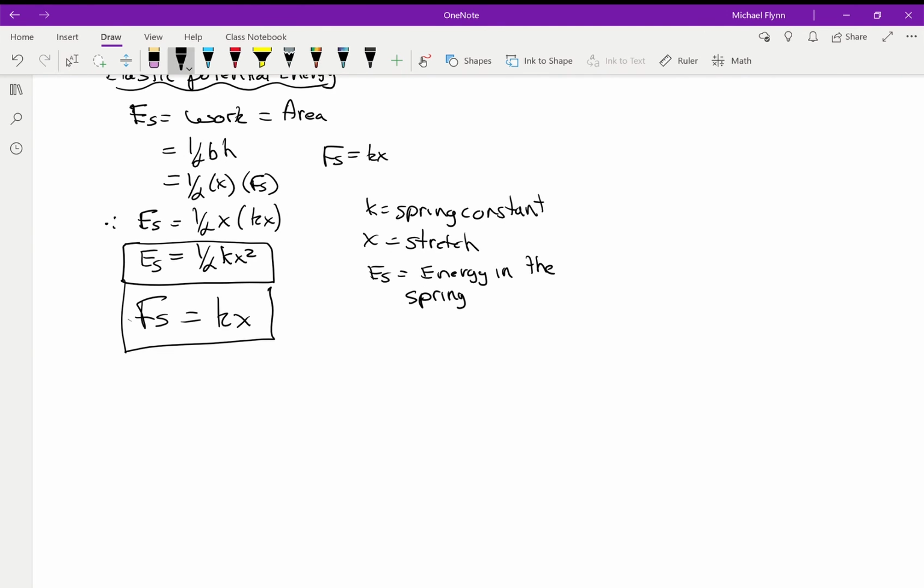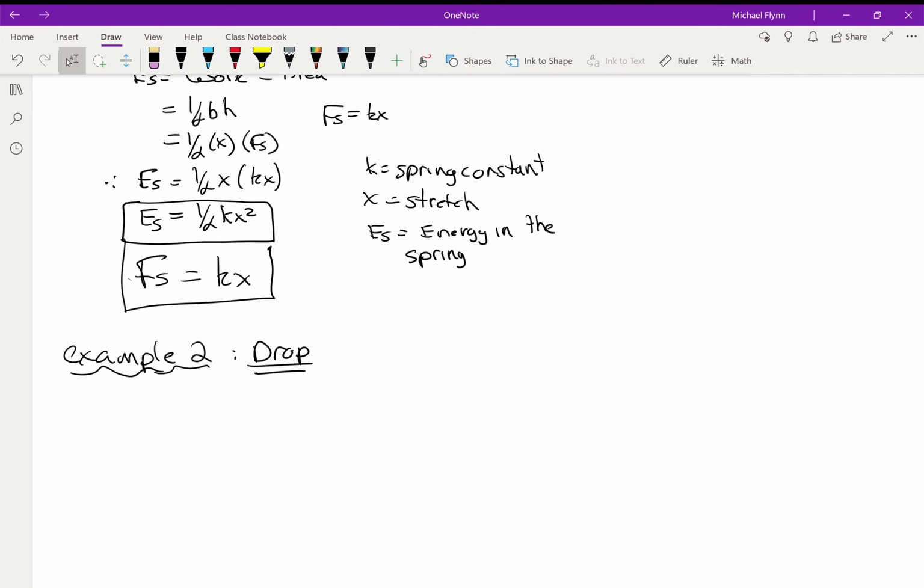Now, for example number 2, I want to do the second part of the lab, okay? We drop something on a spring. You can do bungee cord questions like this. The thing is, forces are extremely complicated when you do a bungee jump because as you stretch out that bungee cord, the force that it exerts on you is increasing with the stretch. And so it's a variable force, okay?